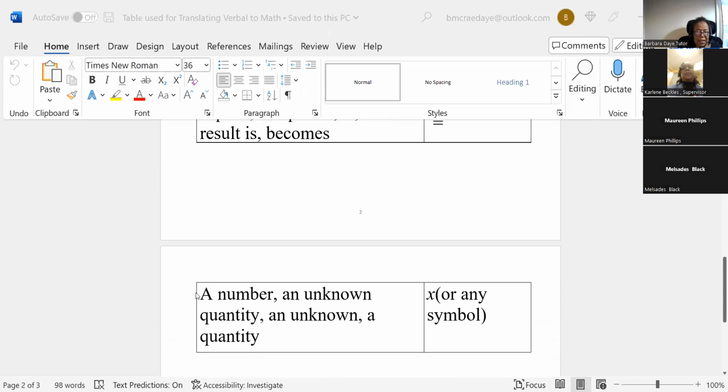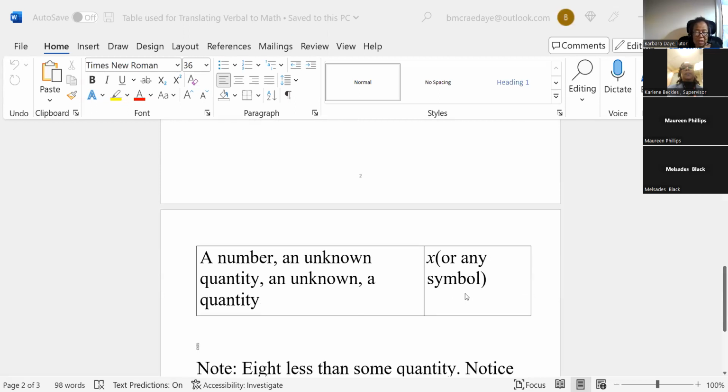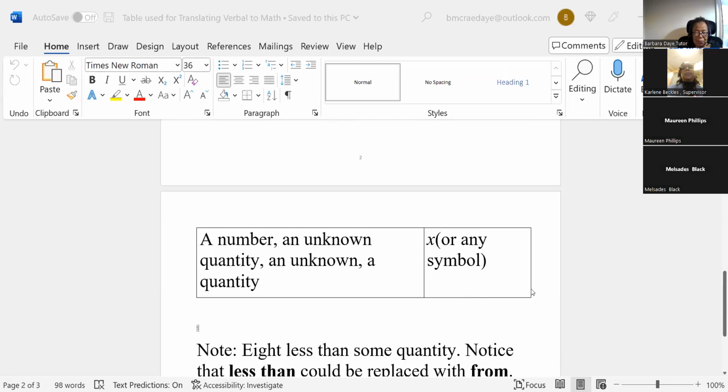Now, when it says a number, and Maureen, you asked me about that once, right? That's any symbol A to Z. A lot of times it's X. That's like an unknown quantity. Say a number, an unknown quantity. That's any of your variables A through Z. And X is just a common one. That's why I say X or any symbol. That means A to Z.